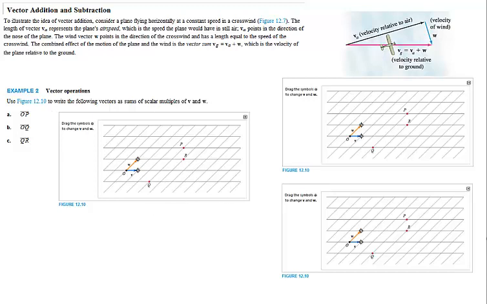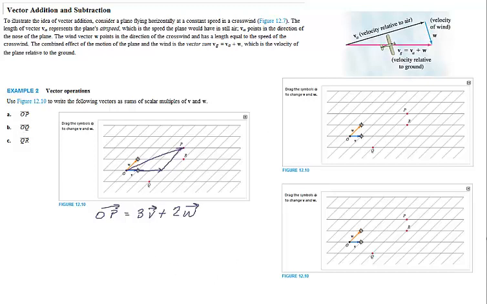Next, I'm wanting to write the vector OP in terms of V and W. So let me see what OP is. If I go from O to P, that's going to be 1, 2, 3 of these V's. So OP is 3 of those V's, and then 1, 2 of those W's. That's really all there is to this sort of thing.